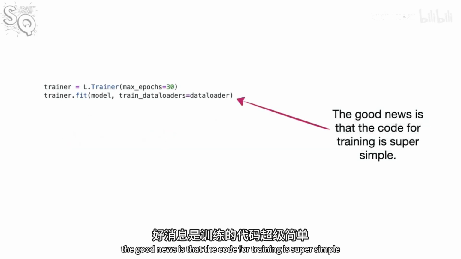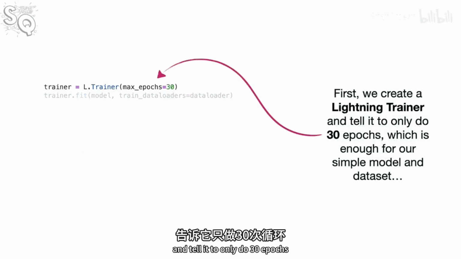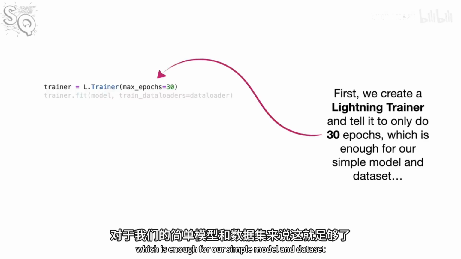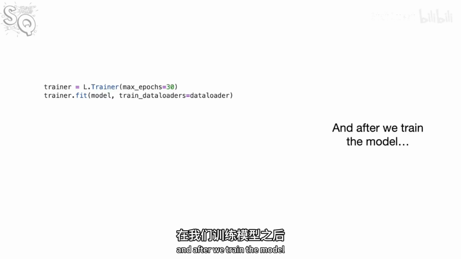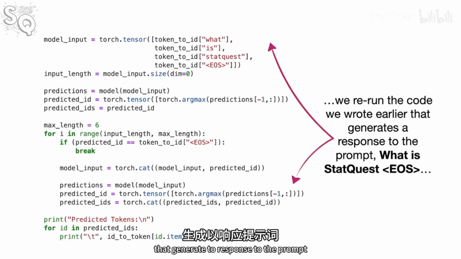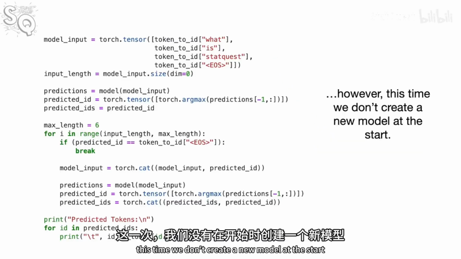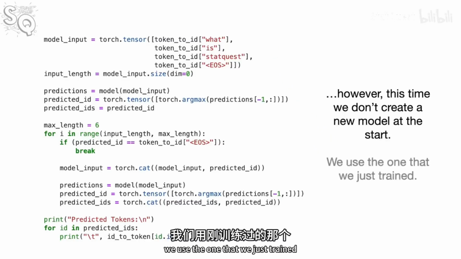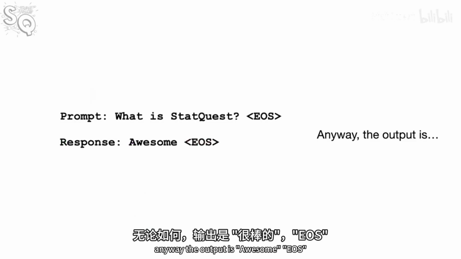The good news is that the code for training is super simple. First, we create a Lightning trainer and tell it to only do 30 epochs, which is enough for our simple model and dataset. And then we pass our model and the data loader we created earlier to the trainer using the fit method. And after we train the model, we rerun the code we wrote earlier that generates a response to the prompt, "what is StatQuest EOS". However, this time we don't create a new model at the start, we use the one that we just trained. Anyway, the output is "awesome EOS".